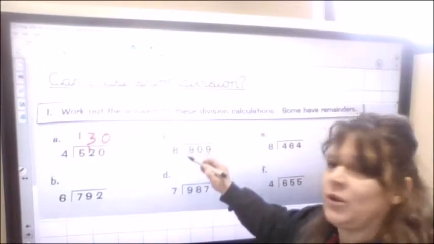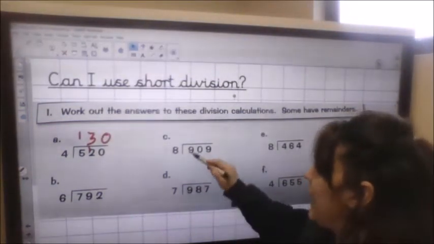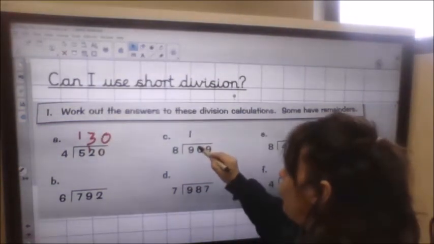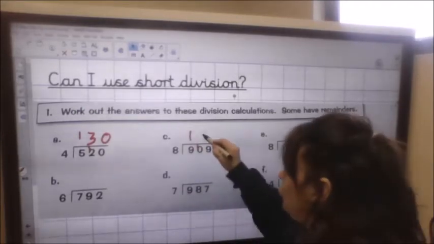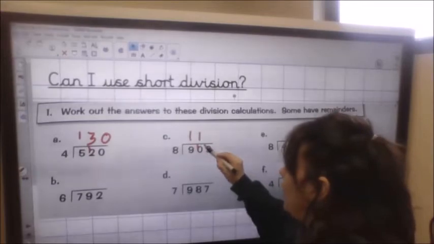Okay, so let's have a look at C then. So 8 into 9 goes once, so we've got 1 left over. 8 into 10 goes once with 2 left over.